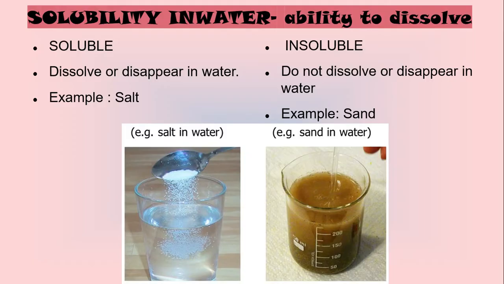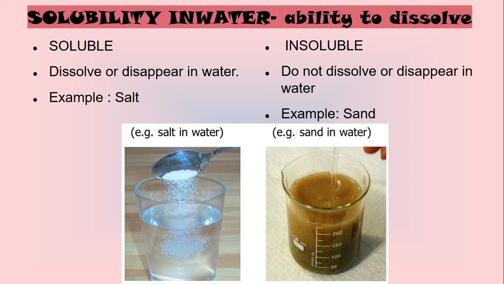Now comes the next property, that is solubility in water. What does it mean? The ability to dissolve. The material has the ability to dissolve in water, and under this we have grouped the materials as soluble and insoluble. What is soluble? Soluble means it has the ability to be dissolved in water or disappear in water. For example, salt. In the last class we saw that salt was disappearing slowly in water. And insoluble means it does not dissolve in water or disappear in water.